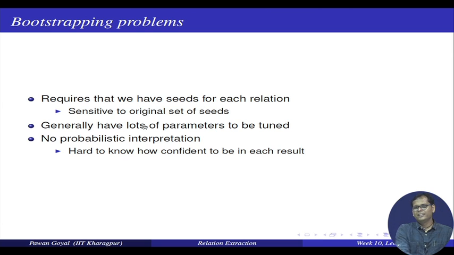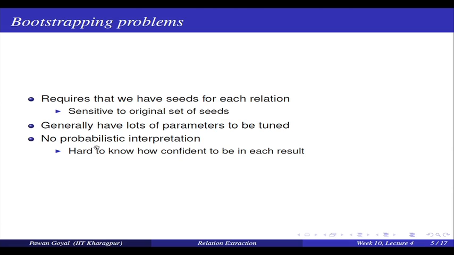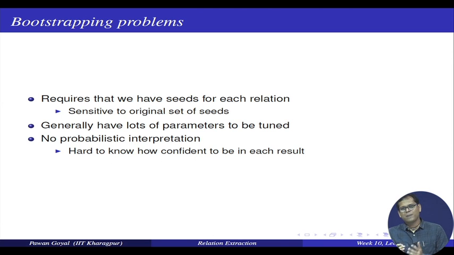And in general, there can be many parameters to tune. For example, how many top patterns will I take from my set, how many iterations will I go through, and how many times will I send the same pattern for search. There can be many parameters that you have to fix. And there is no probabilistic interpretation, so it's difficult to know how confident you are in each pattern or each tuple that you are finding by this approach.